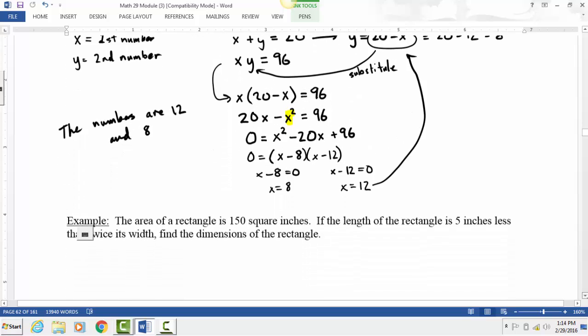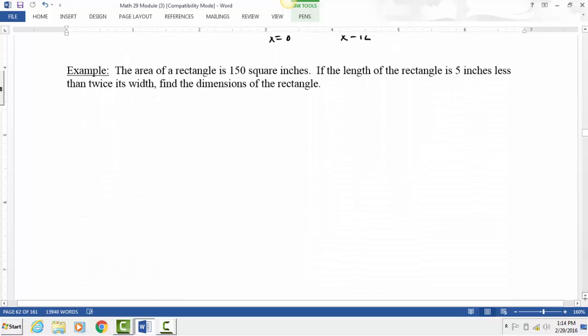Let's go ahead and do one more here. It says the area of a rectangle is 150 square inches. If the length of the rectangle is 5 inches less than twice the width, find the dimensions of the rectangle. And I always think it's a good idea to draw a picture here first. Here we have rectangles. Draw a picture of what that looks like. So we know we have length, length, width, width. It tells us the area of the rectangle is 150 square inches. And you will recall, what's the formula for area of a rectangle? Area equals length times width.